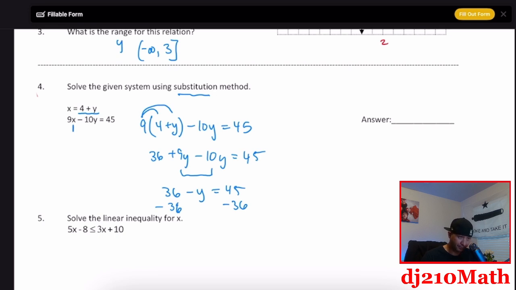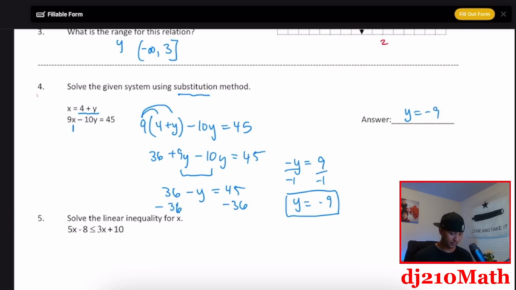So we're going to get -y is equal to 9. 45 minus 36 is 9. But we want y by itself. So we're just going to divide by -1 or multiply by -1, however you feel. So y is equal to -9.